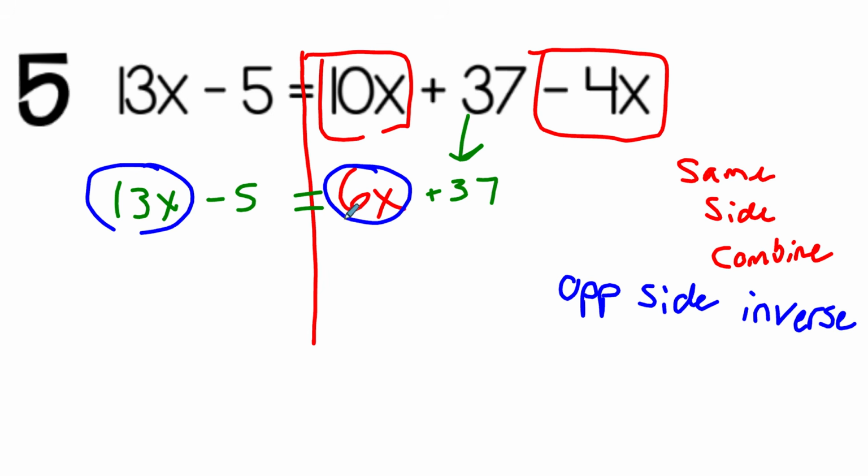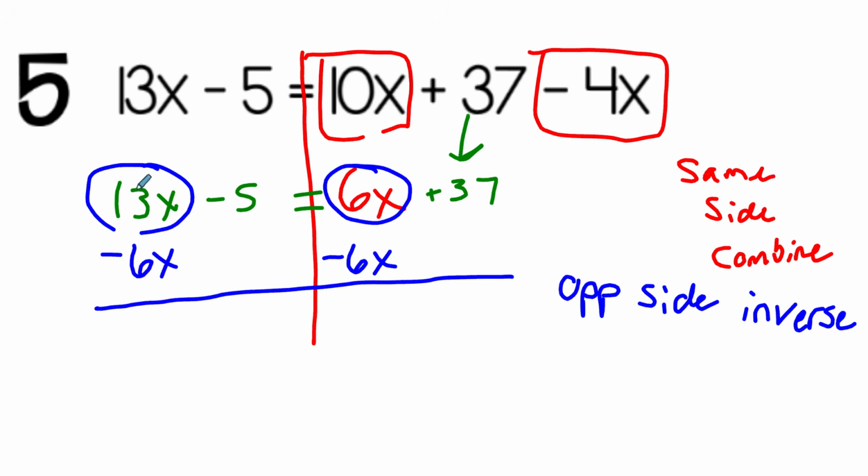So in order to get these on the same side, I have to do the inverse of one of these like terms. I like to keep my variable on the left, so I'm going to do the inverse of positive 6x, which is minus 6x. I'm going to do it on both sides to keep my equation balanced. 13x minus 6x is going to give us 7x. And I'm going to drop everything else down.